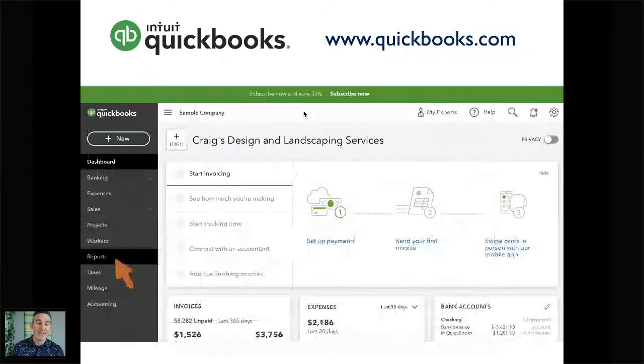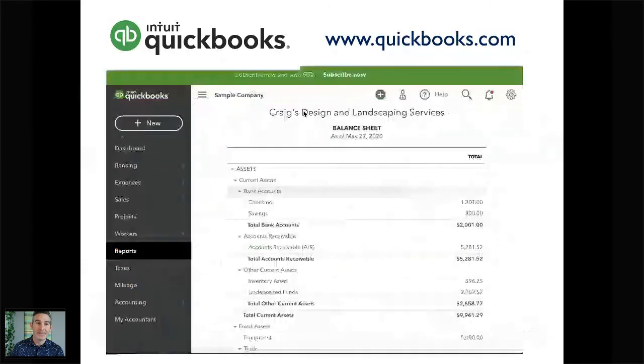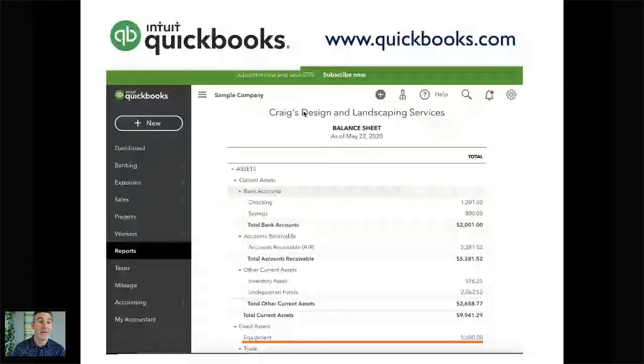If you go to reports, you can see the balance sheet. And down here at the bottom is a new piece of equipment, an equipment category that has $5,000 in it. I didn't actually show it, but you would also see an owner contribution of $5,000 if you were to scroll down a little further.